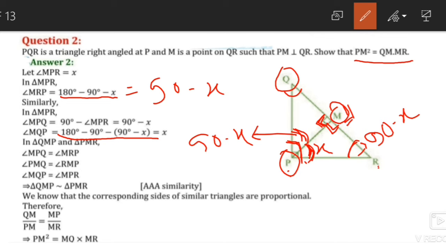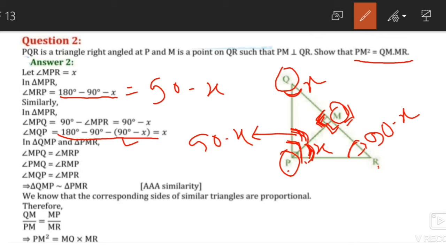Okay, this M angle is 90 degrees. This is 90 minus X. That means this one will be 180 minus 90 minus (90 minus X). That means it will become X. In this way, by considering one angle, I am evaluating the other angles.